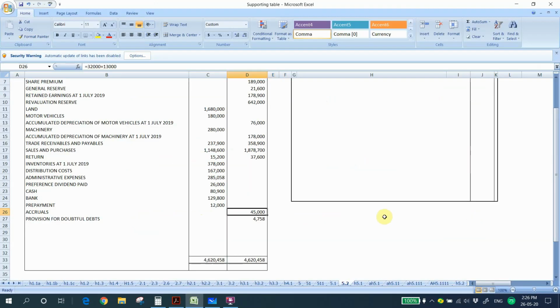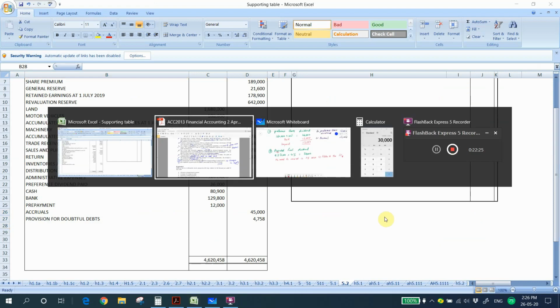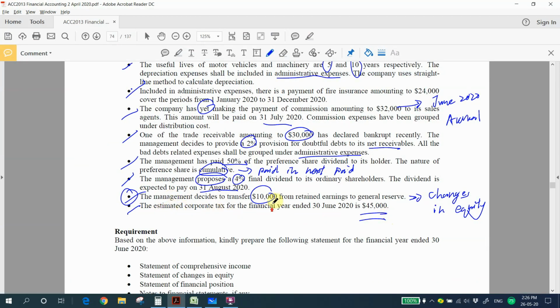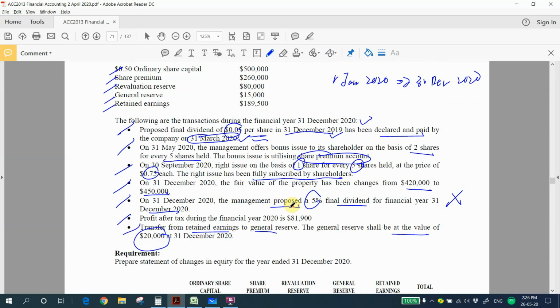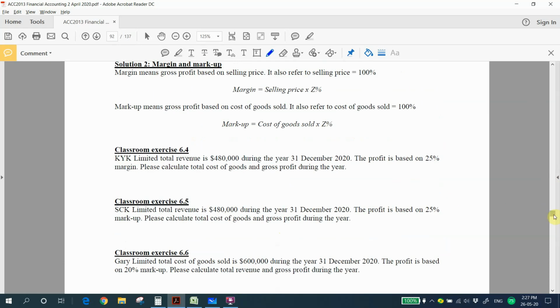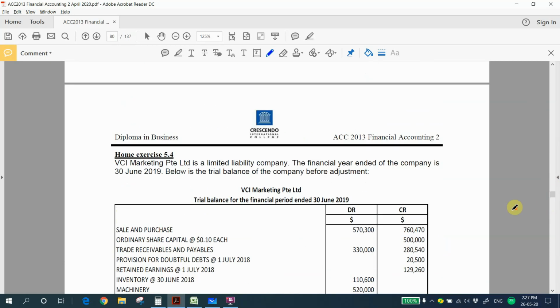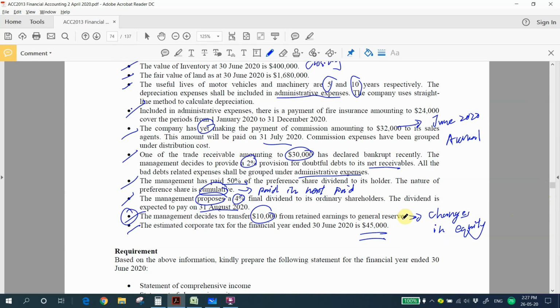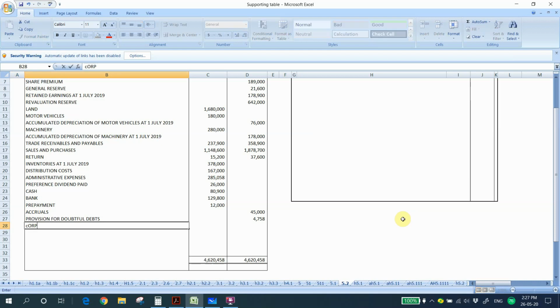So for the estimated corporate tax, we can have a look here. Turn to page 70. Here saying that how to recognize your corporate taxation. We debit the corporate taxation and this amount is under SOCI and credit to tax payable. $45,000. This amount will be included in our income statement of comprehensive income, and tax payable will be in our current liability because this amount will be paid in the next 12 months after the year ended.